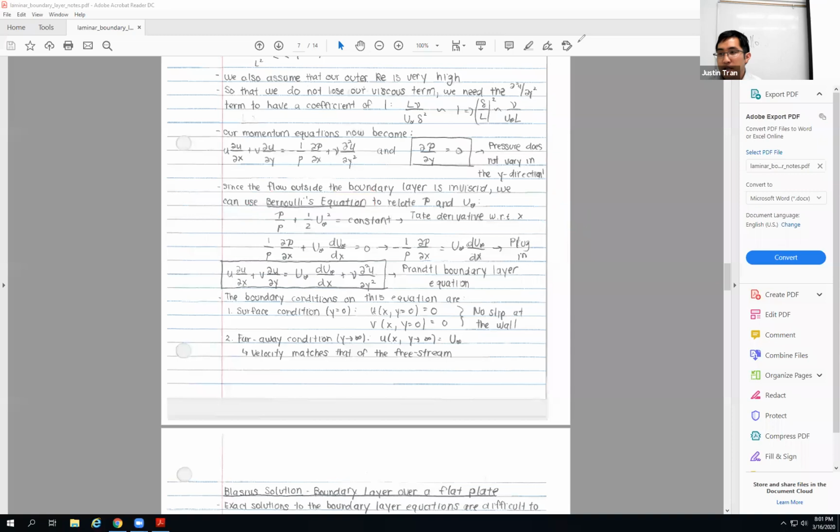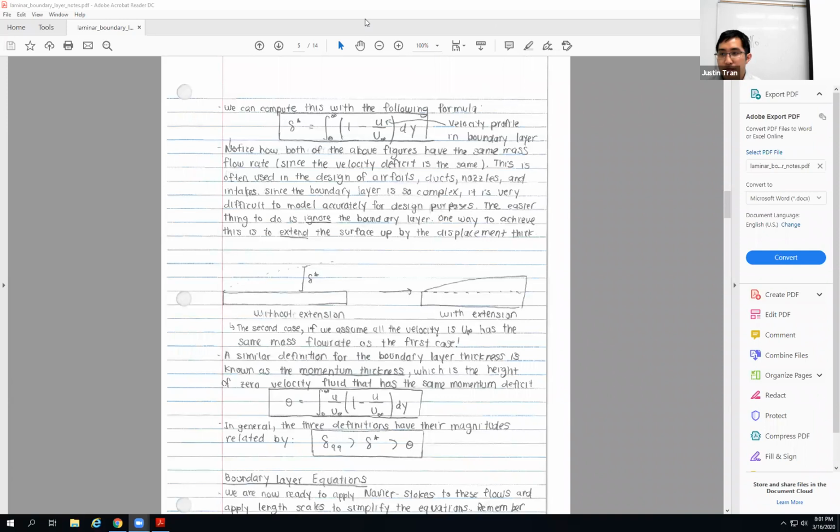Inside the boundary layer, in the inner solution, viscous effects are really important, which is what we've been saying. But in the outer solution out here, outside the boundary layer, viscous effects are actually negligible. So we'd have no viscous effects at all. So what we can do in the outer solution is actually use the Bernoulli equation.